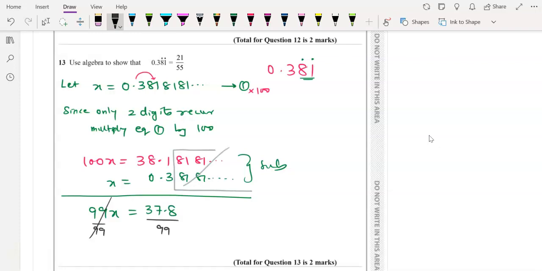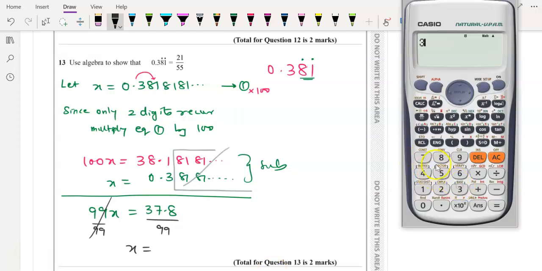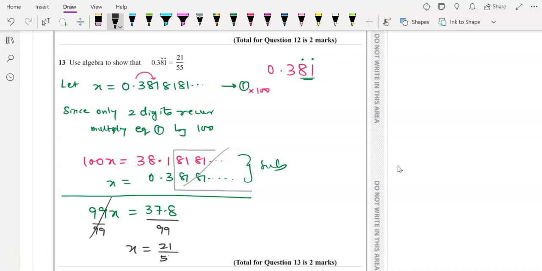Okay, and you put this in the calculator. So 37.8 divided by 99. The simplest answer is 21 over 55. That's what the question is. So equal 21 over 55. Now, since it is a 2-mark question, we cannot write the answer directly. We need to show the working. Okay. Question 14.